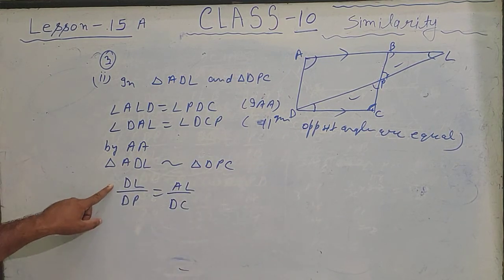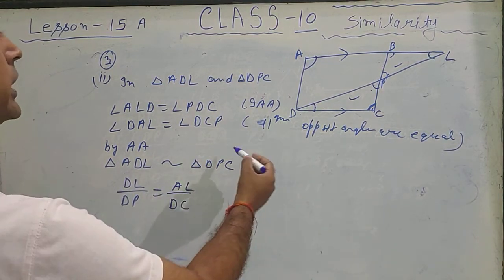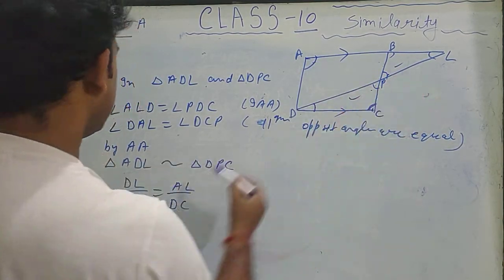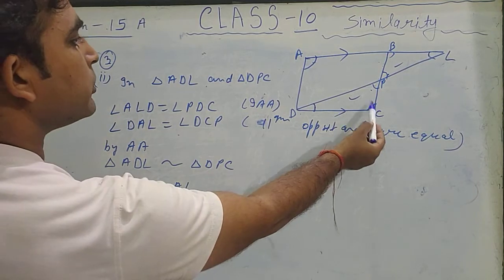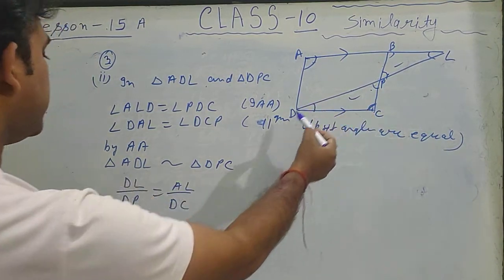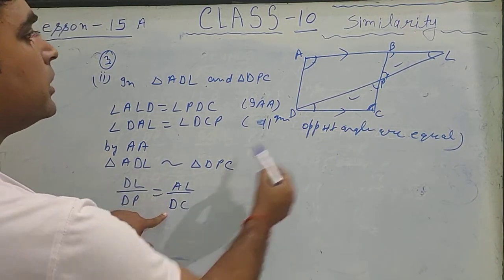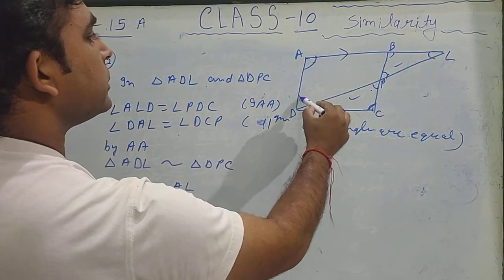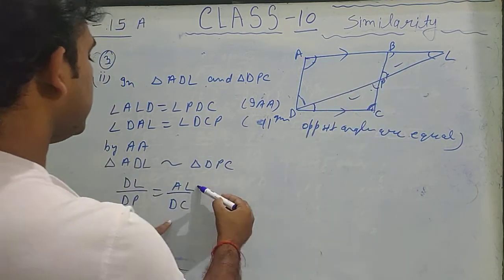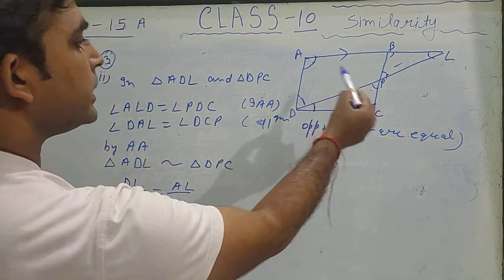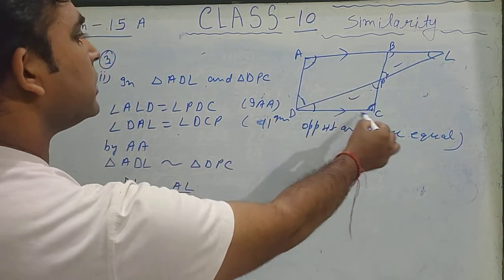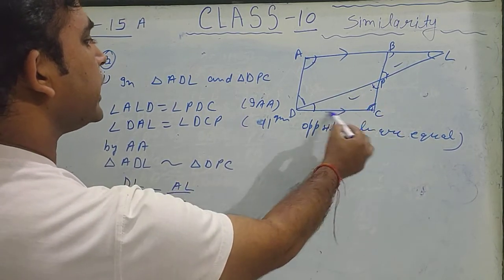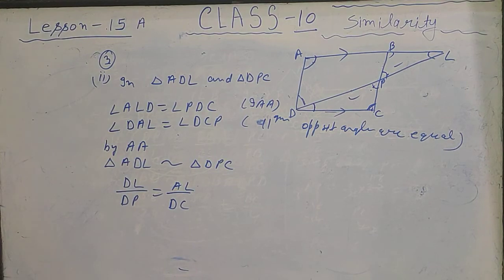So we find the ratio. What is the ratio? DL. This angle is equal to this angle, so opposite of this is DL. Then opposite of this in this triangle, DP is equal to AL. AL. This angle, what is the opposite side of this? EL. And this angle is equal to which angle in this triangle? This angle. So what is opposite of this? DC. Means we have to look at the corresponding sides.